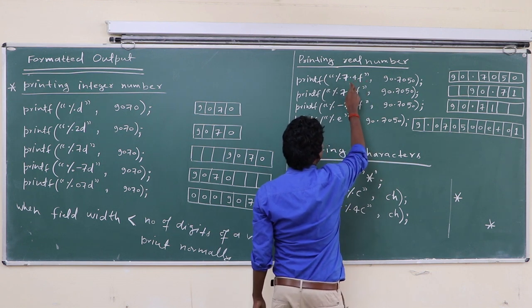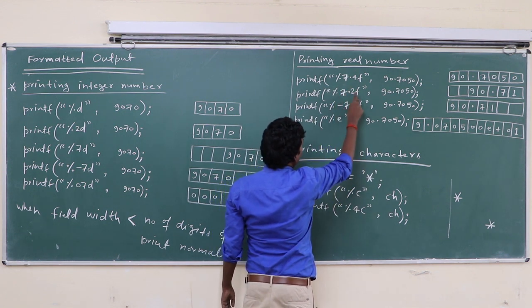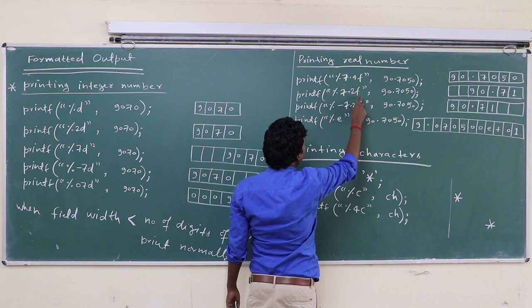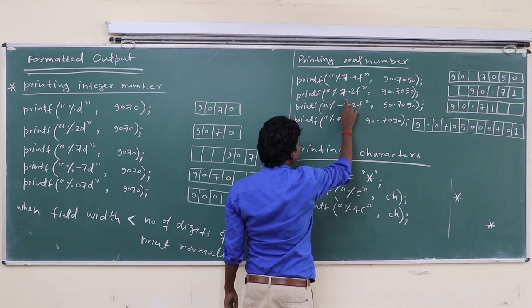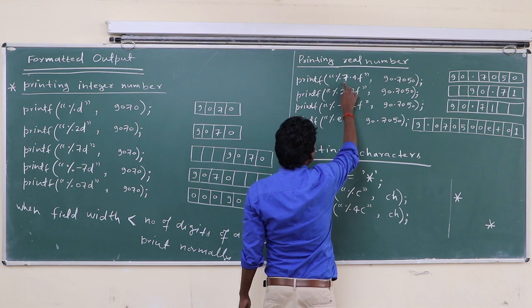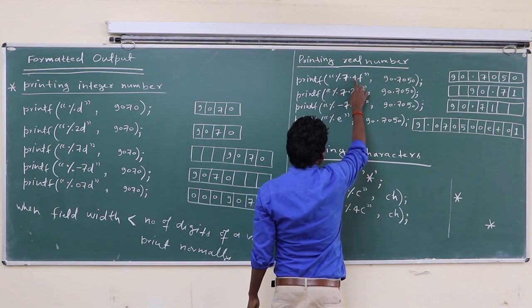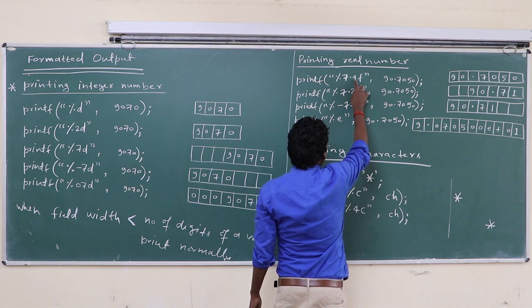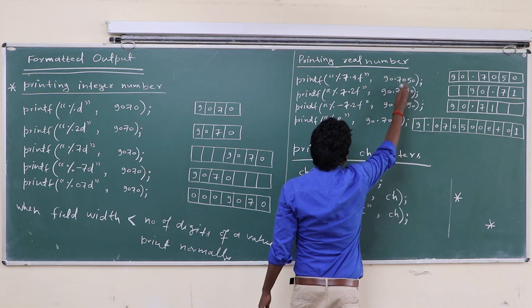This is the field width. And here is another %f. Between % and f there is a number, 7.2. This is also a field width. Okay class, so here is the field width 7.4. 7 is the number of blocks, and 4 means we are going to print the number up to 4 decimal places.